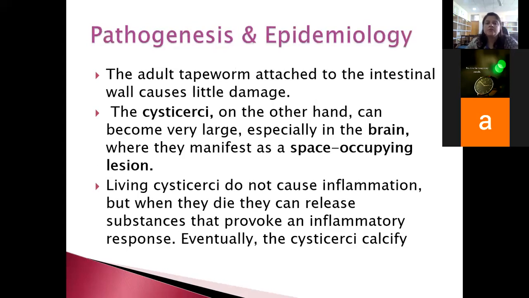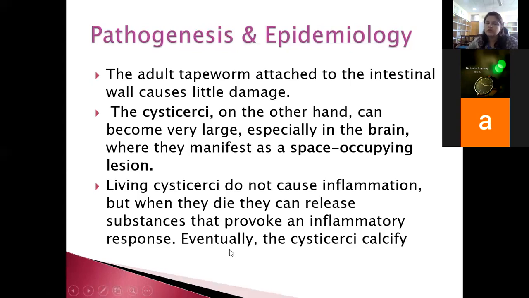In the pathogenesis, the adult worm attached to the intestinal wall causes little damage. Cysticerci, on the other hand, are large, especially in the brain, where they can manifest as a space-occupying lesion. Anything which grows in your body and occupies space, inside the meninges in the brain or inside your liver or spleen, will affect the main organ by putting pressure on it. So the main physiological function of that particular organ is affected by the space-occupying lesion.